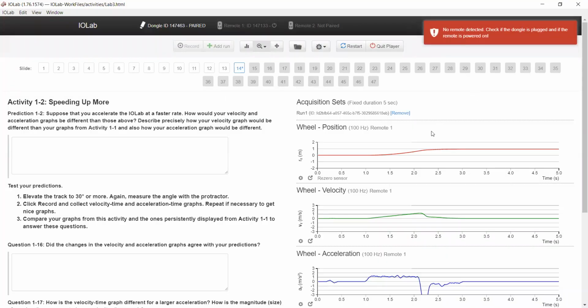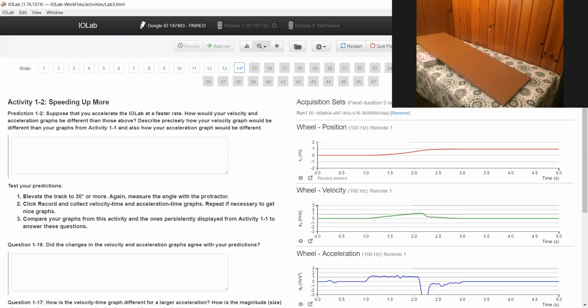Okay, now we want to compare what happens when we speed up more, so we'll increase the rate of change of the speed. For that we can increase the angle of the ramp, and see what happens.